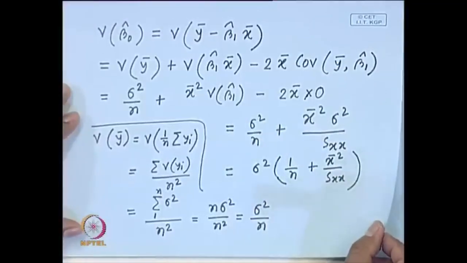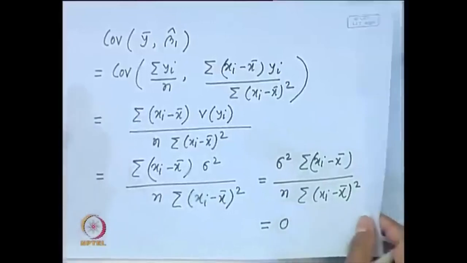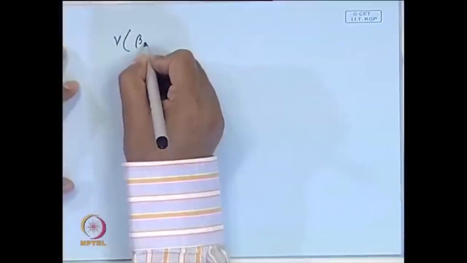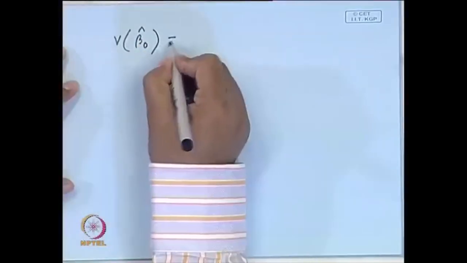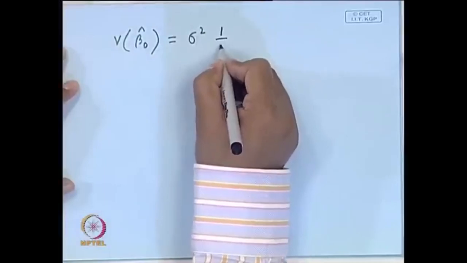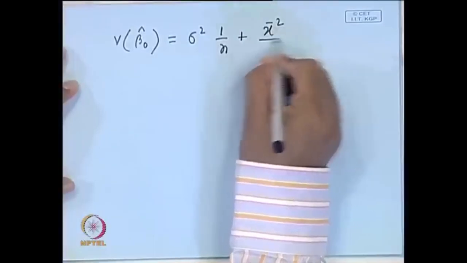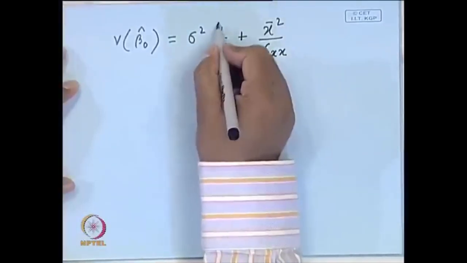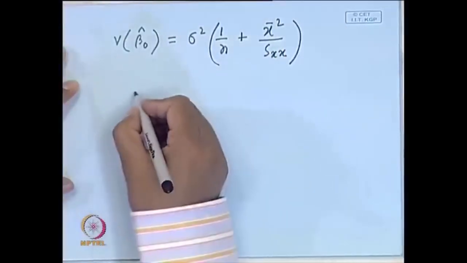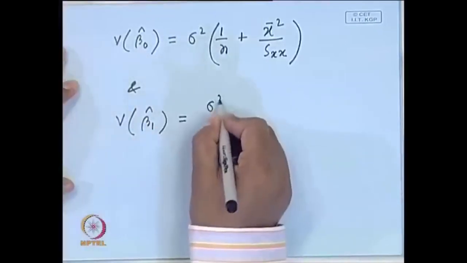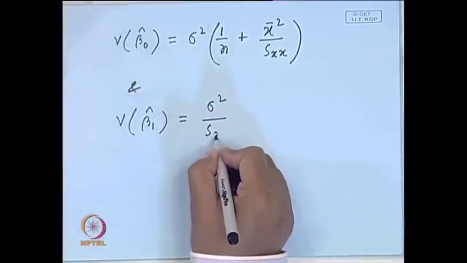Okay. So, we proved that both beta naught and beta 1 are unbiased estimators, and also we proved that the variance of beta naught hat is equal to sigma square, 1 by n plus x bar square by S x x, and the variance of beta 1 hat is equal to sigma square by S x x.